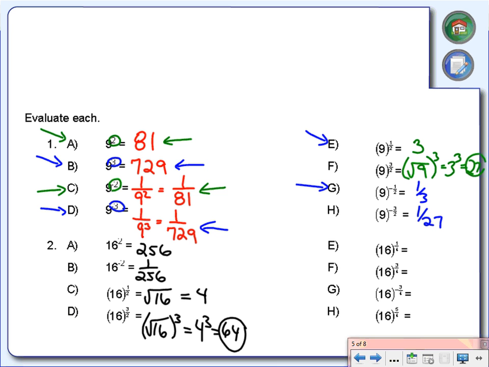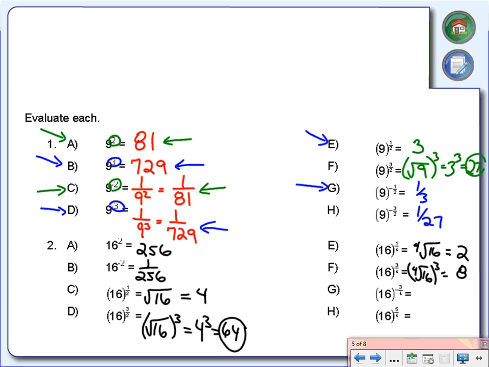E, we got the 1/4. Therefore, we're looking for the 4th root of 16. And the 4th root of 16 should be a 2. F says 16 to the 3/4 power. So once again, we're taking the 4th root of 16 to the 3rd power. So what did y'all get for F? What was the final answer? 8. That is correct. 8.